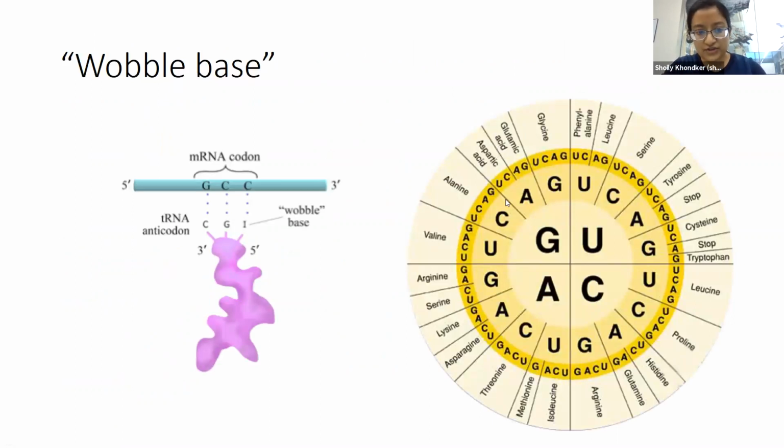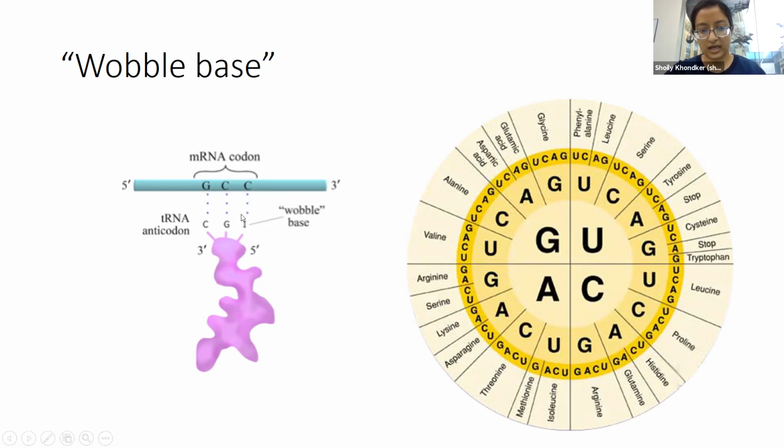So for the first 2 nucleotides in the codon, stringent accuracy is necessary for base pairs. But in the 3rd position, this is less stringent, and this position is also called the wobble base.